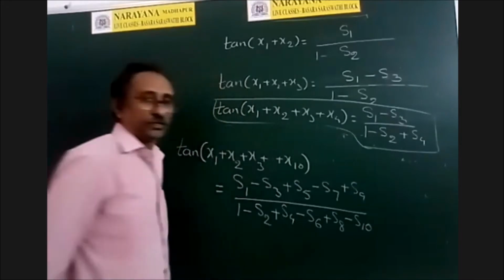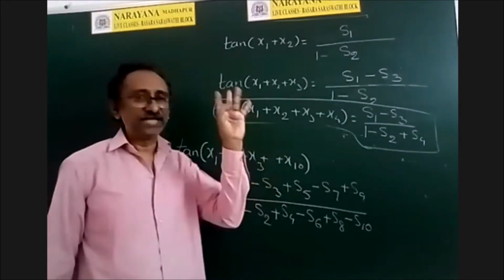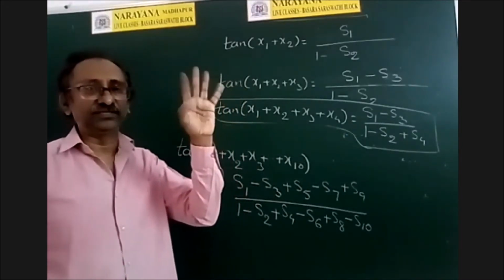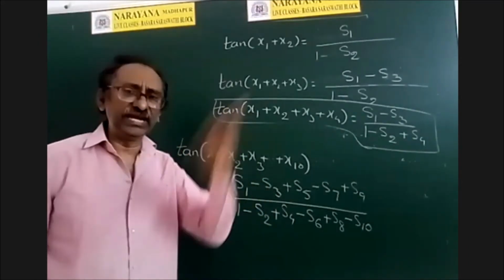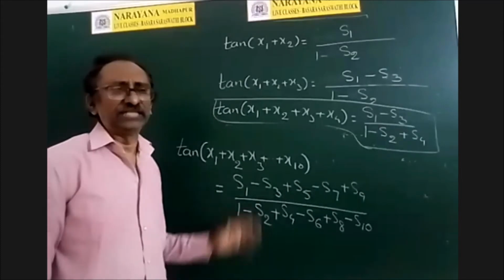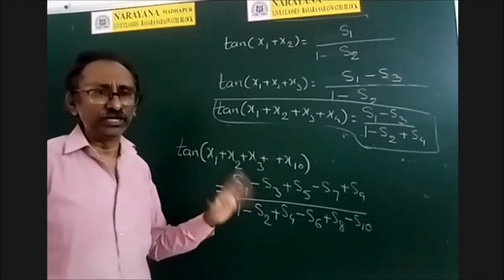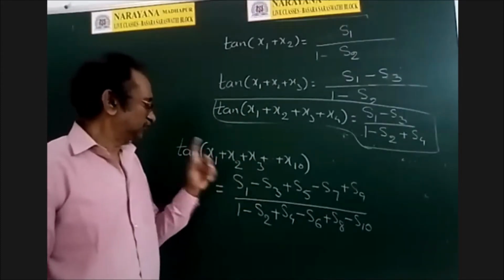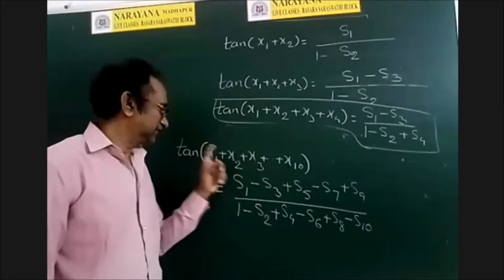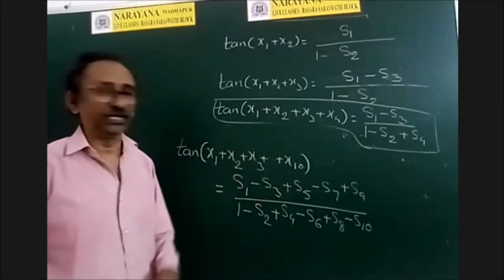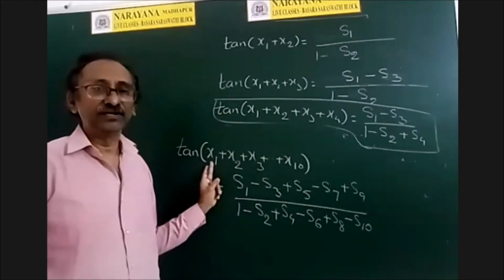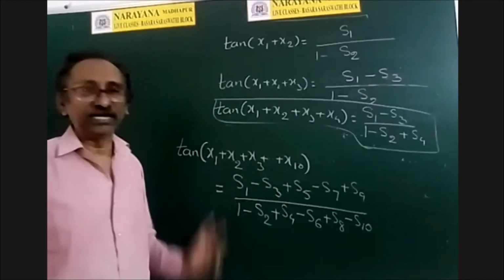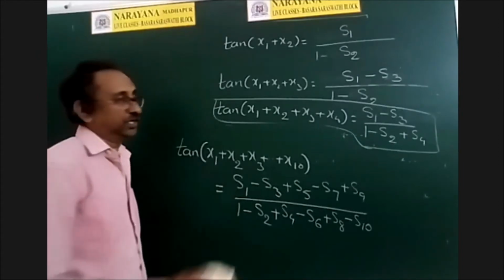So S1 means tan x1 plus tan x2 plus tan x3, like that, 10 terms. S3 means the sum of the products taken 3 at a time. There may be so many, so we don't need to know how many of them. But tan x1, tan x2, tan x3 plus tan x1, tan x2, tan x4, like that there are so many. S5 means taken 5 at a time. S2 means taken 2 at a time. So this is the general way to write that sum. Okay? And see that fourth problem now.